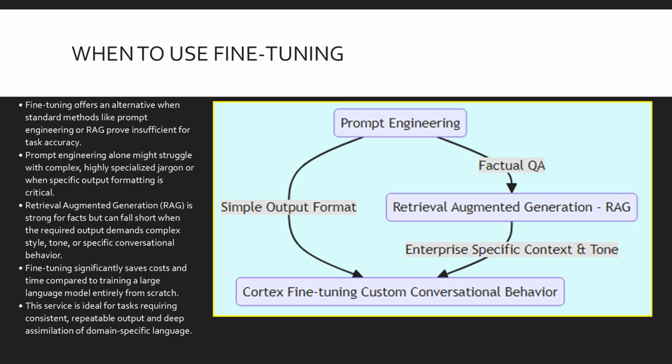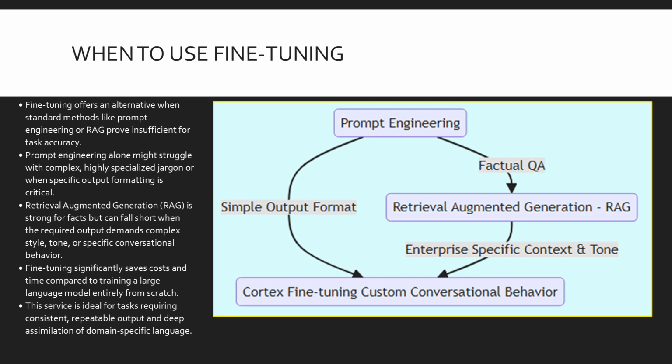We established that fine-tuning is used when prompt engineering or RAG fail to deliver the required specialized accuracy, tone, or complex behavior. It is a strategic middle ground, avoiding the massive cost of training from scratch. This Venn diagram places Cortex fine-tuning within the spectrum of LLM solution strategies, clarifying its optimal use case.